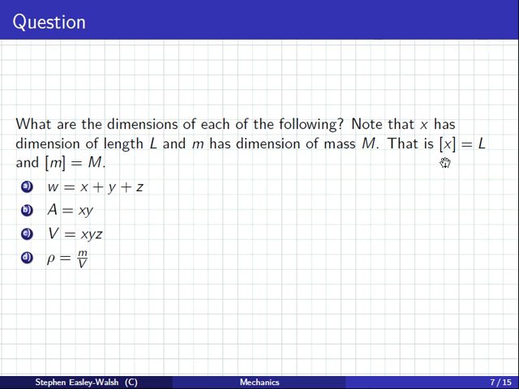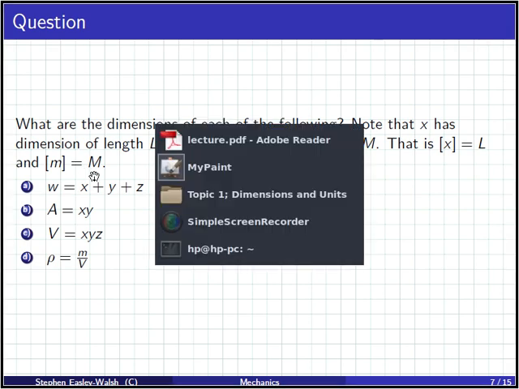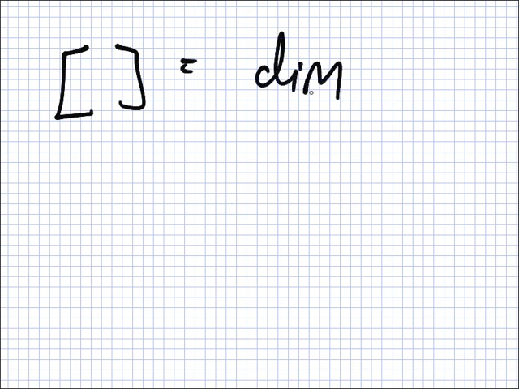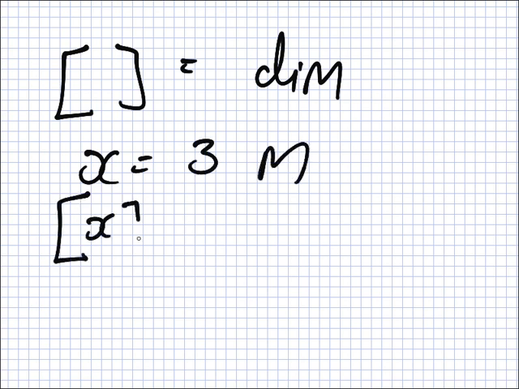That is, dimension of X equals L and dimension of M equals M. In physics, we use this symbol to mean dimension. So for example, if X equals 3 meters, then we say the dimension of X is length.